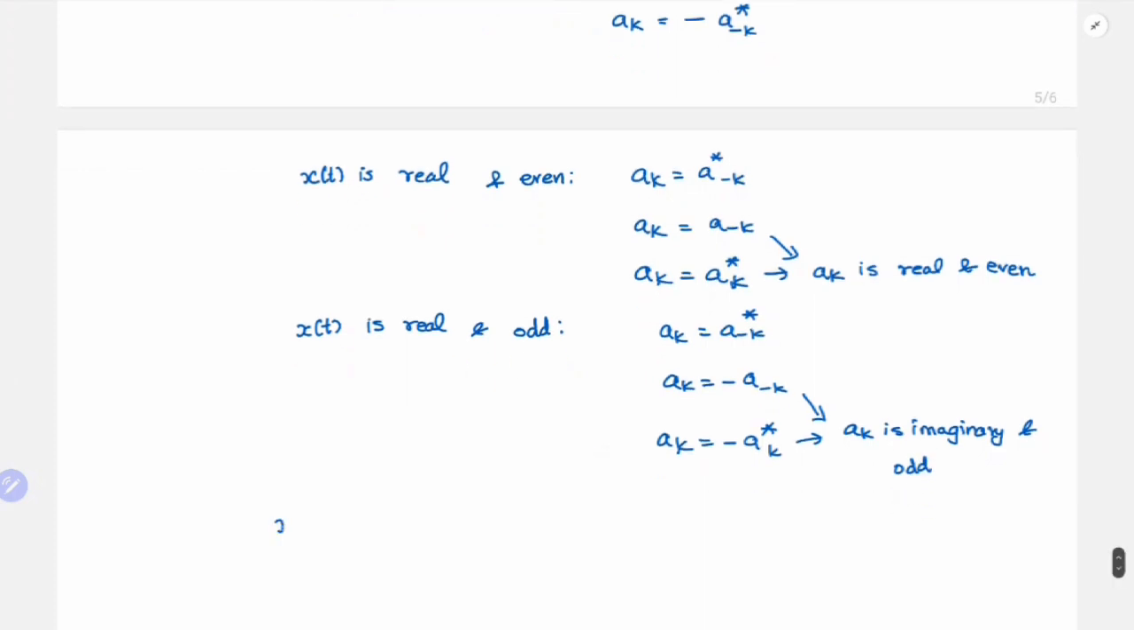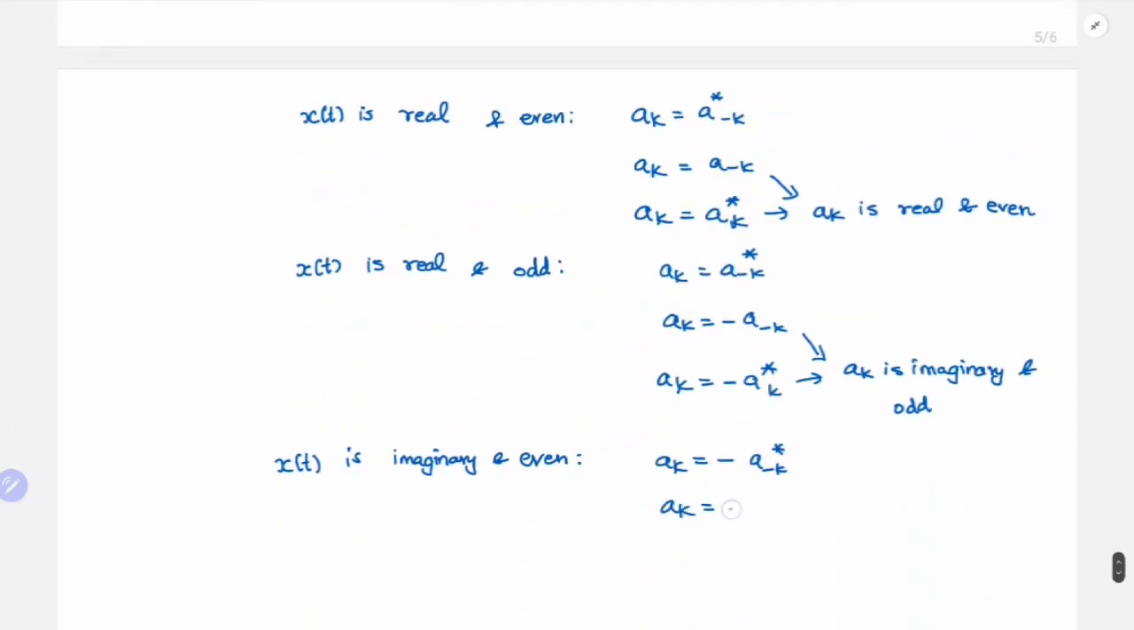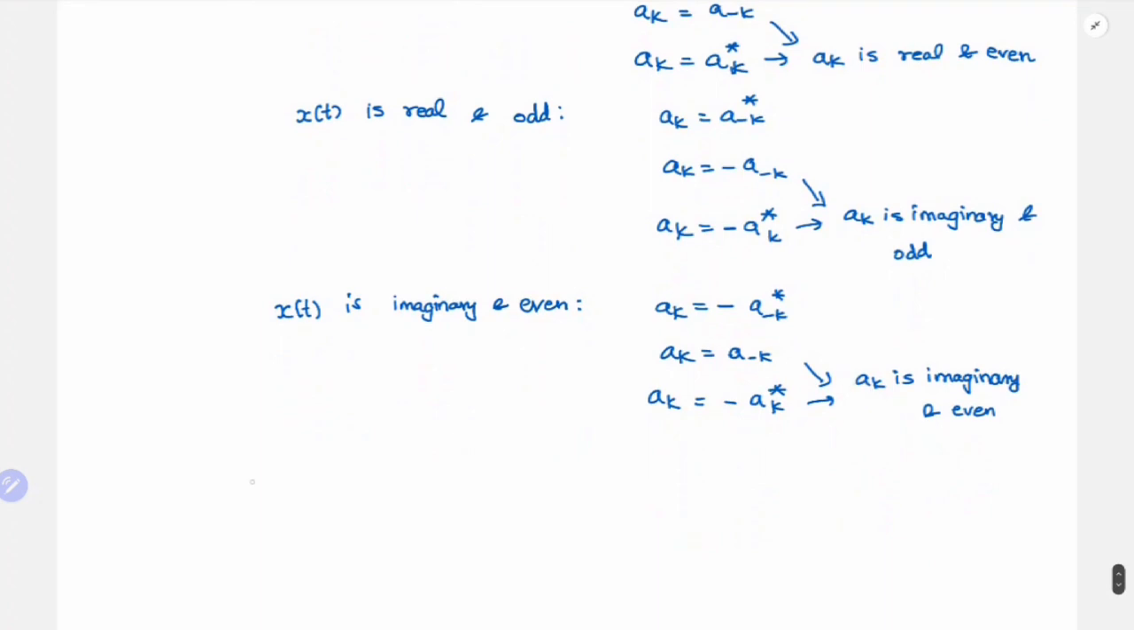So if it is the other way, x of t is imaginary and even, what do we have? We know ak is equal to minus a minus k conjugate, right? And ak is equal to a minus k, which implies ak is equal to minus ak star, which implies again ak is imaginary and even. So if x of t is imaginary and odd, you know the outcome, because that is the only possibility left.